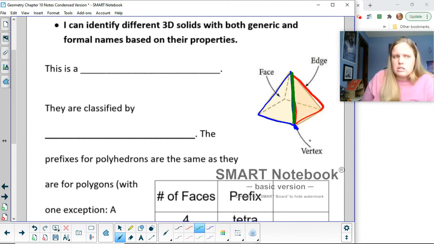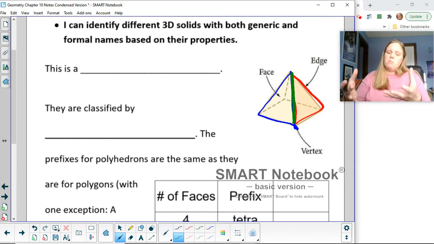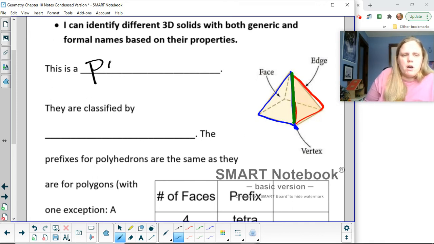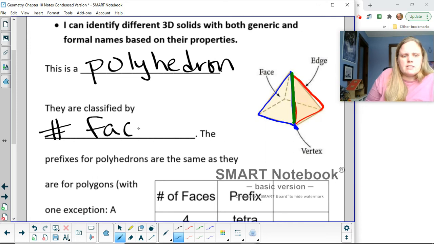Okay, now, yes, this is considered a pyramid, but it's also considered a polyhedron. And a polyhedron is like the same thing that you could say, oh, a square is a polygon. A pyramid is a polyhedron. And that's because it's a 3D solid. So this is a polyhedron classified by the number of faces.